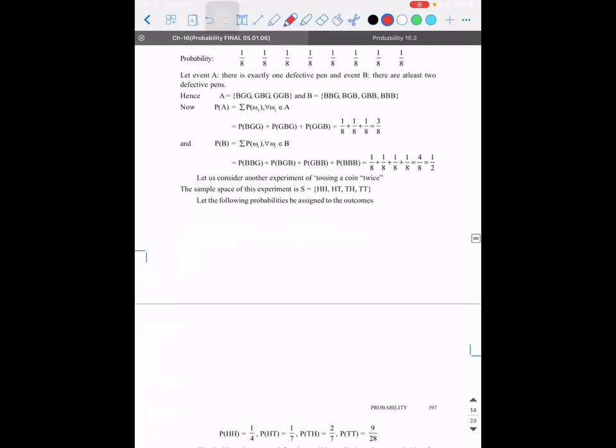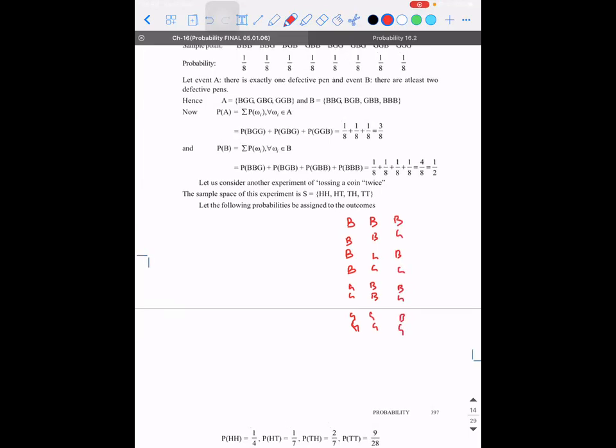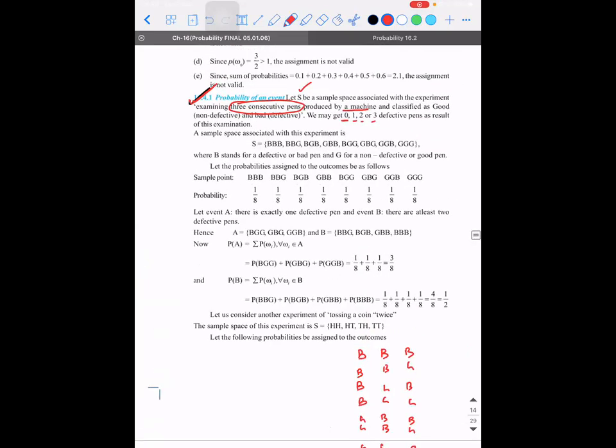So what will be the sample space for this, guys? It is again like a coin, bad or good. You can get BBB, GGG, and so on: 2 bad 1 good, 2 good 1 bad, in all arrangements. Right? Here B stands for defective, that is the bad one, and G stands for the non-defective one. You can use D also.